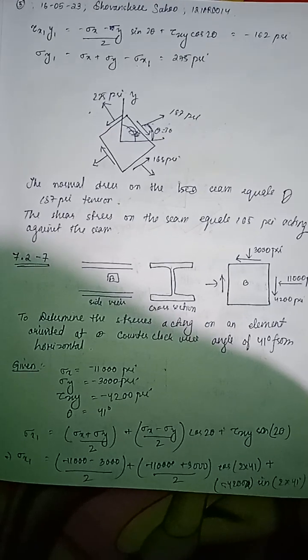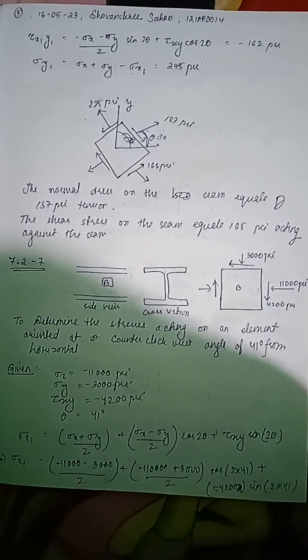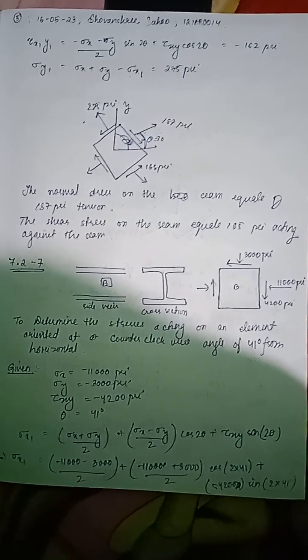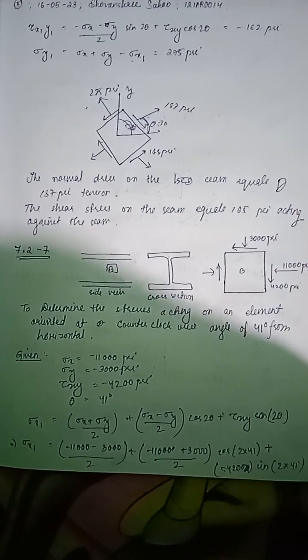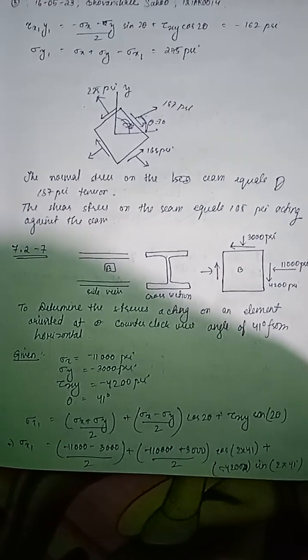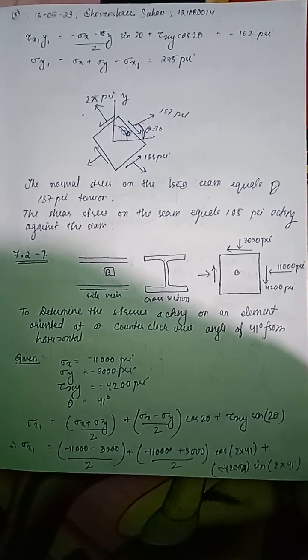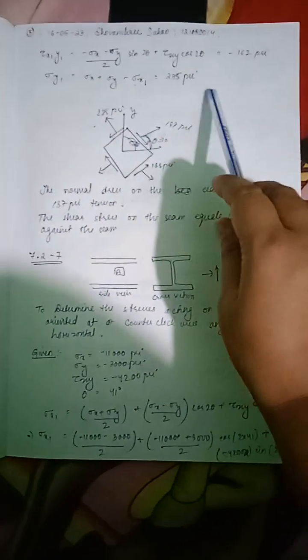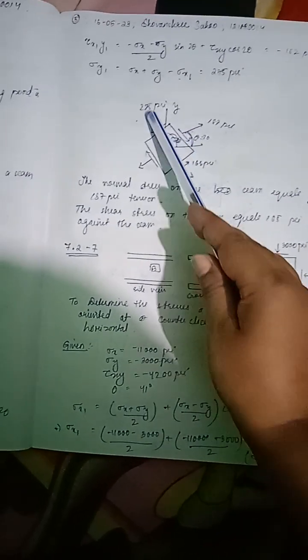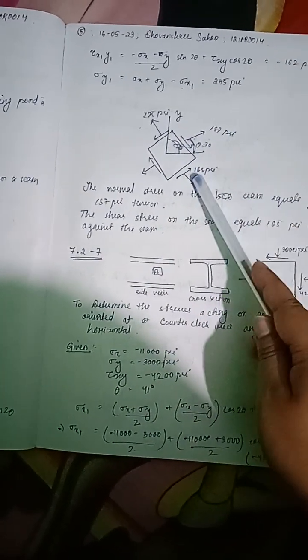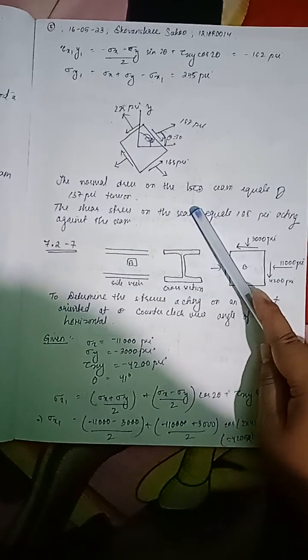Next, tau x1y1 is equal to minus (sigma x minus sigma y)/2 sin 2 theta plus tau xy cos 2 theta, which is minus 162 pounds per square inch. So sigma y1 is equal to sigma x plus sigma y minus sigma x1, and putting the values, we get 275 pounds per square inch. And this is the diagram at 30 degree orientation, showing 275, 187, and 165 pounds per square inch.